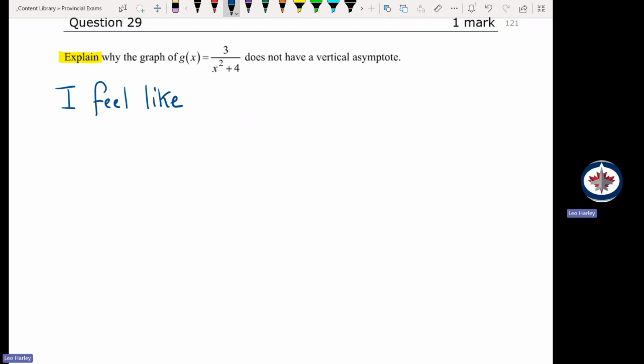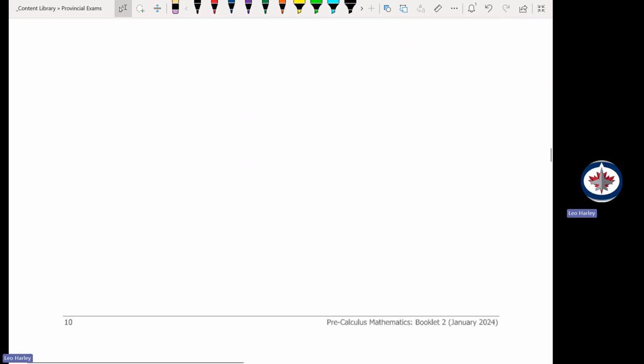I feel like in order to have a vertical asymptote, the denominator must be equal to 0. X squared plus 4 never equals 0. Therefore, no vertical asymptote. Are we okay with that? If I don't write that? Okay, let's move on.